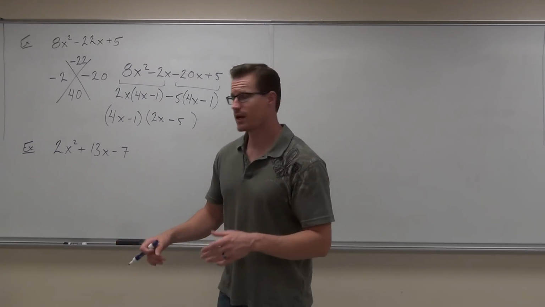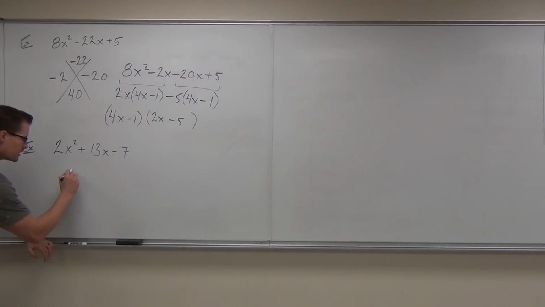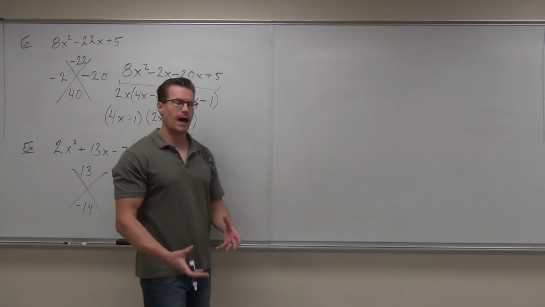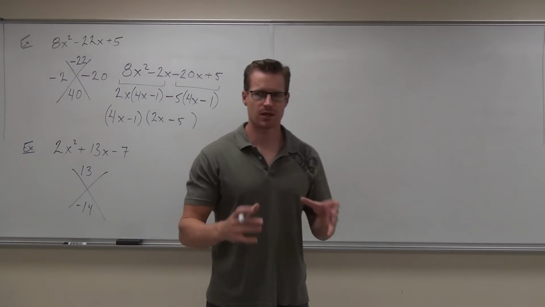Okay, so let's go ahead and do that together. What number goes here? 13. What number goes here? Negative 14. How are you finding the negative 14? Negative 7 times 2. Okay, so the A times the C is exactly right. And then we find 2 numbers which add to 13 and multiply to negative 14.